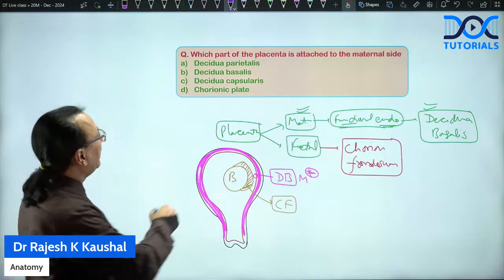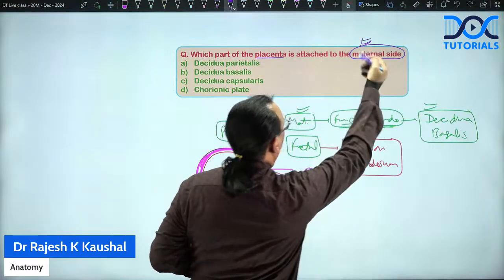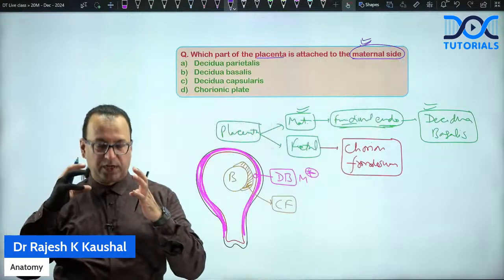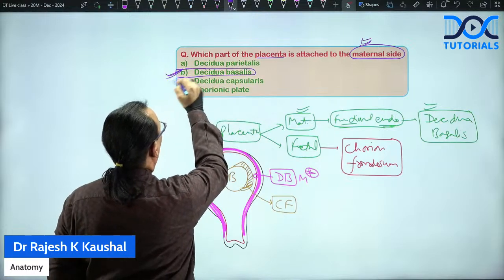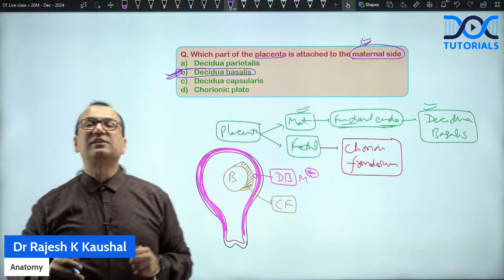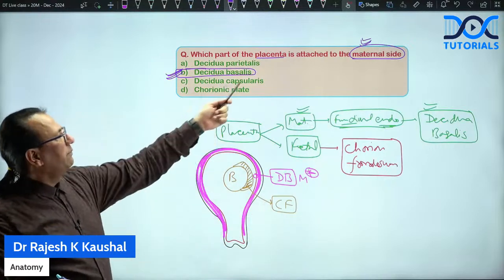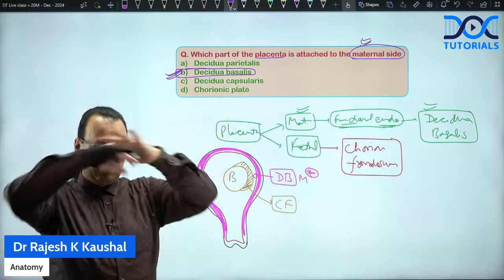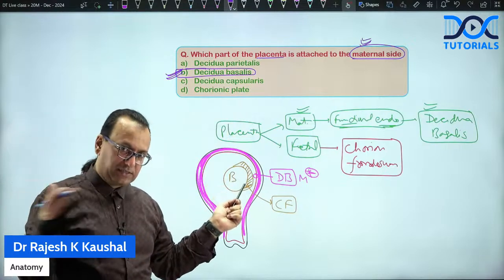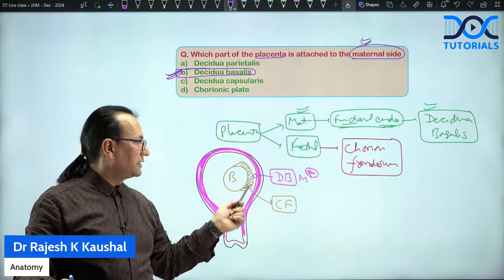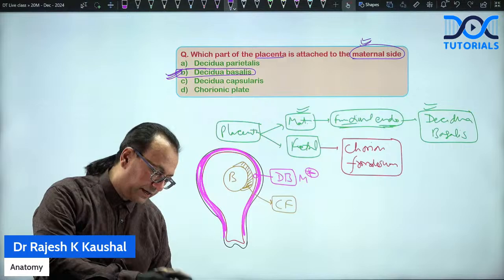As you see, which part of the placenta is attached to the maternal side? The maternal side placenta component is decidua basalis. So that is choice number B. What about the decidua parietalis then? Parietalis means periphery, and basalis means at the base. And what is capsularis? Capsule is something which covers. So what about the chorionic plate? The chorionic plate will be on the fetal side. But anyway, in this question, the answer should be choice number B, because they are asking for maternal attachment.